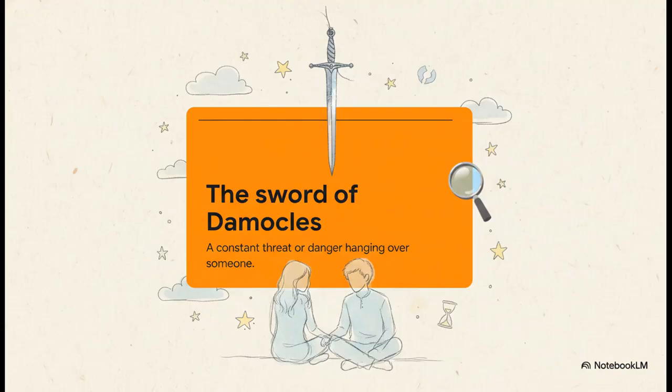Take an idiom like the sword of Damocles. Now, the workbook points out that for Hazel and Gus, this isn't just some fancy literary phrase. No, it's their actual reality. Just understanding that one simple idiom adds so much weight to every single thing they say to each other.